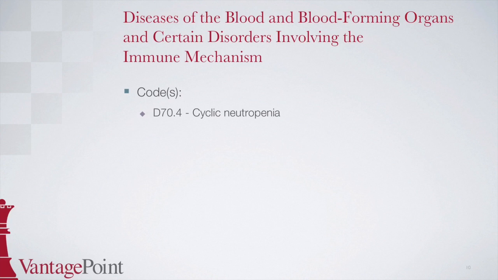This visit would be coded as D70.4 for cyclic neutropenia. You would find this by going to neutropenia in the alphabetic index, looking for the word cyclic, which points to D70.4. Of course, you want to always confirm your codes in the tabular index.